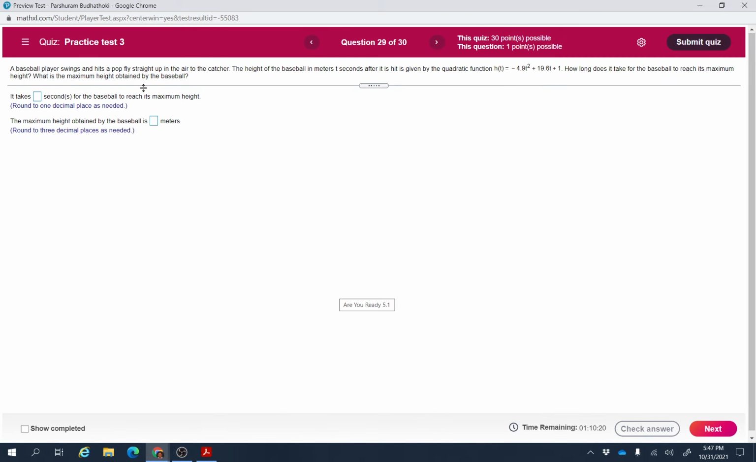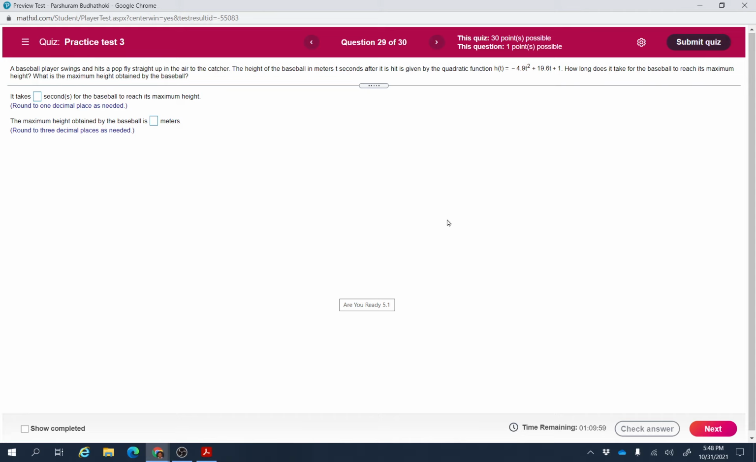Here is the word problem. A baseball player swings and hits a popped fly straight up in the air to the catcher. The height of the baseball in meters t seconds after it is hit is given by a quadratic function. So it's about a quadratic function. How long does it take for the baseball to reach its maximum height?